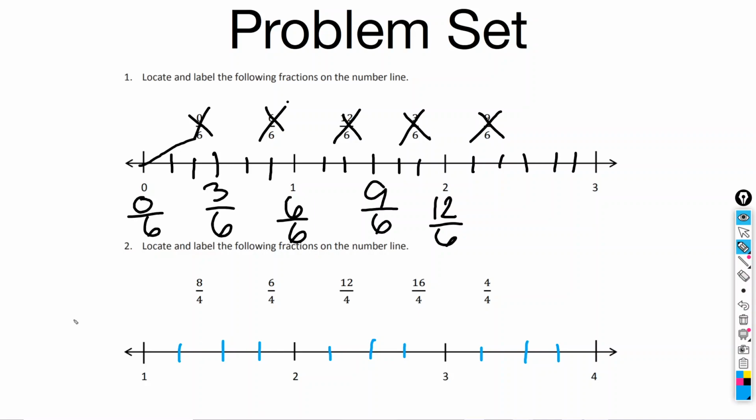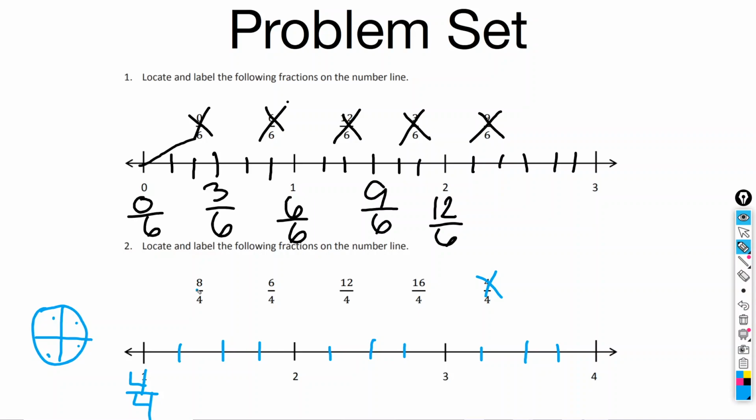Okay, so now I need to figure out, it doesn't start at 0, so I need to figure out what 1 equals. Well, if I'm doing fourths, I'm going to draw it over here. If I have a shape broken into fourths, to get 1 whole, I need 1, 2, 3, 4 pieces. So right here is 4 fourths. I'm going to label my 1 whole 4 fourths. So that's where 1 whole starts.